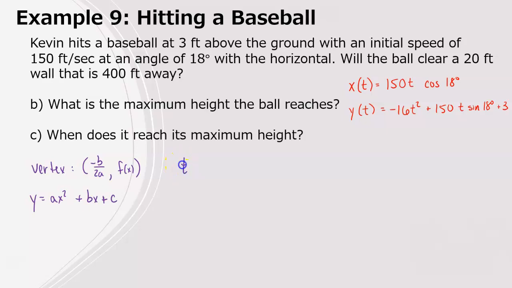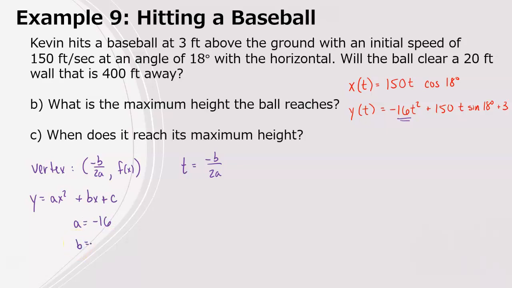Well, for this problem, the time is our input. So to find the time, we would take the opposite of b over 2a. Now we have to ask ourselves, what's b and a in this problem? Well, a is easy to find. Again, this is in standard form, so our a value is negative 16. You don't include the variable because we're just looking for the coefficients here.